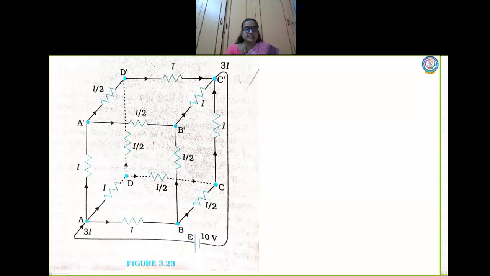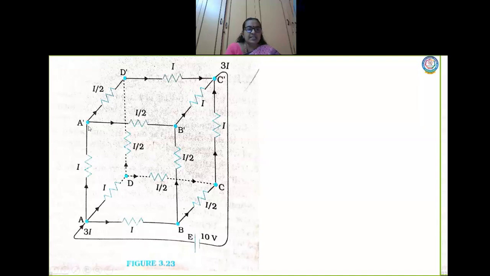Now look at the sentence. The paths AA', AD and AB are obviously symmetrically placed in the network. Thus, the current in each must be the same. So what is the value of current now? It is I. Okay? Now come to the corners A', B and D. Once again go back to the diagram.